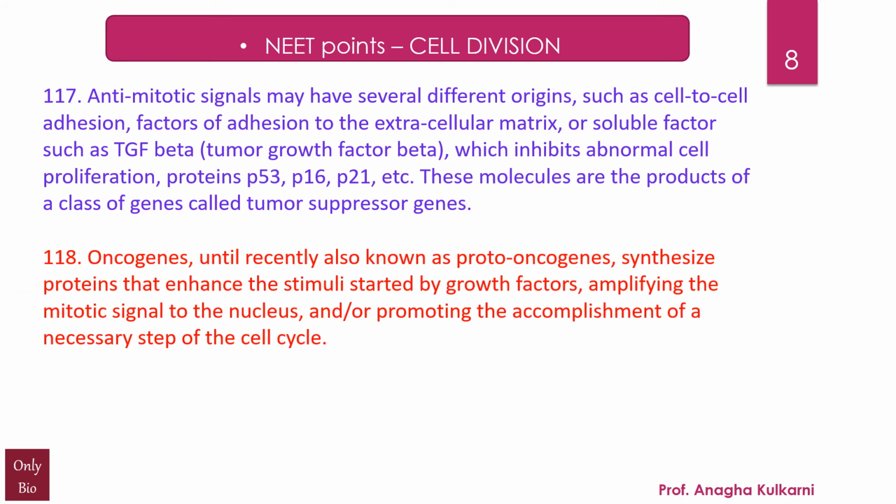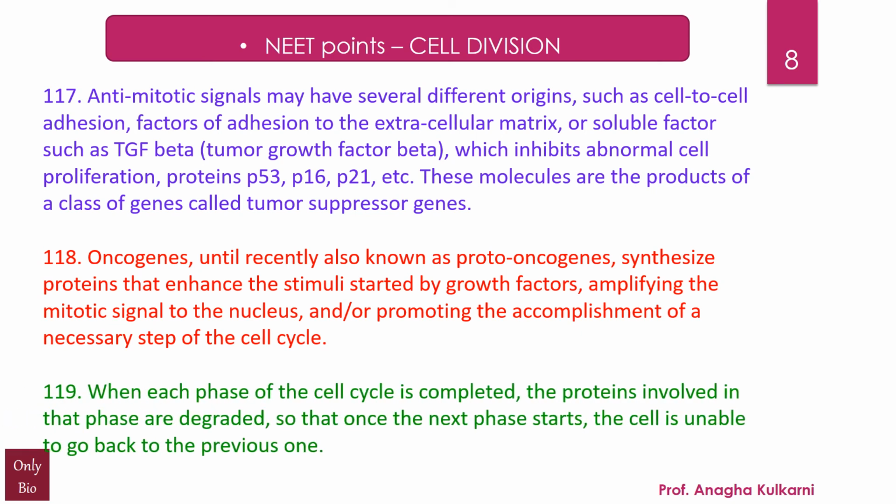Next point, oncogenes, until recently also known as proto-oncogenes, synthesize proteins that enhance the stimuli started by growth factors, amplifying the mitotic signal to the nucleus and or promoting the accomplishment of a necessary step of the cell cycle. Next point, when each phase of the cell cycle is completed, the proteins involved in that phase are degraded so that once the next phase starts, the cell is unable to go back to the previous one.